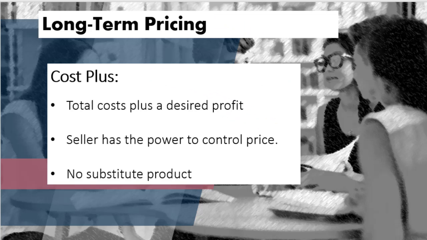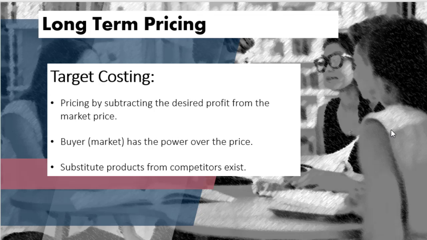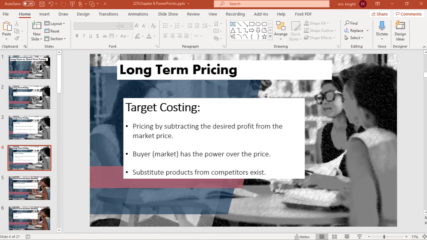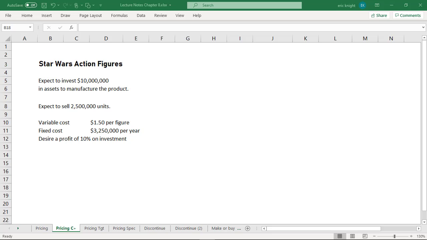In cost plus, the total costs are taken, whatever they may be, and we just add the desired profit. Now this works for us because we are the seller and we have power to control the price. The reason we have power is because in these situations there are no substitute products. Target costing is a situation where the buyer, meaning the market, has the power over the price. So there's usually a lot of substitutes out there. Let's look at a couple of examples of pricing.